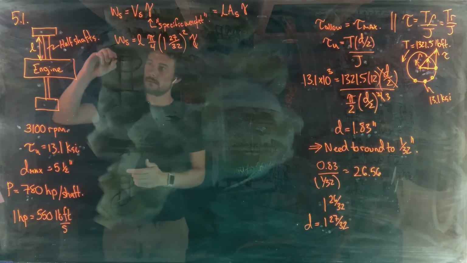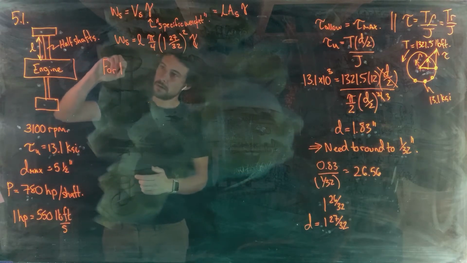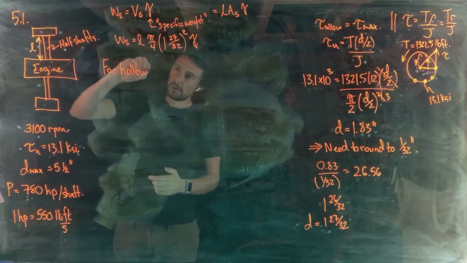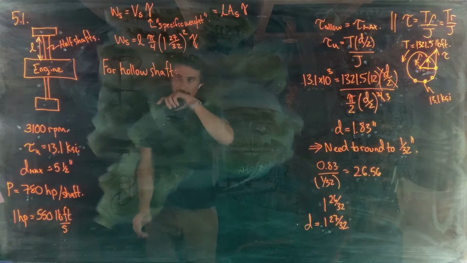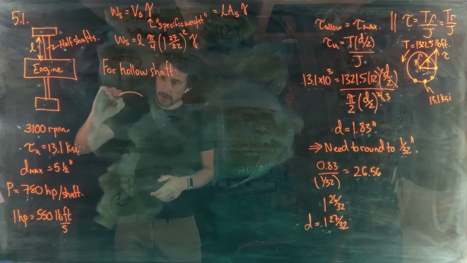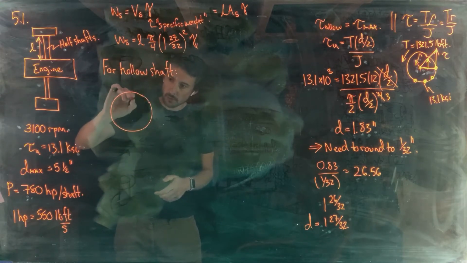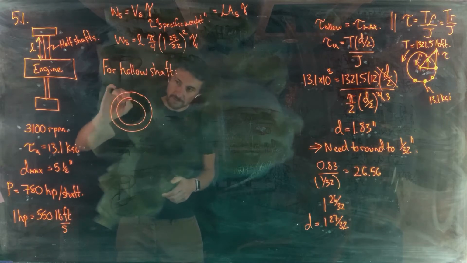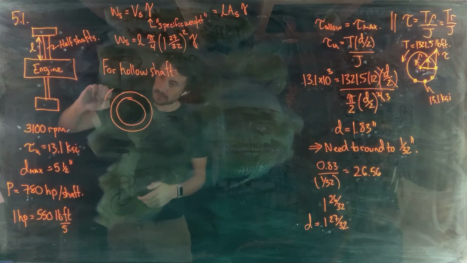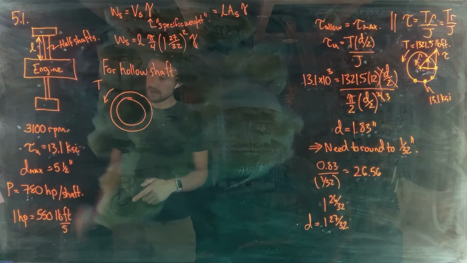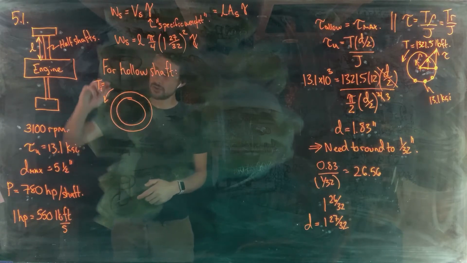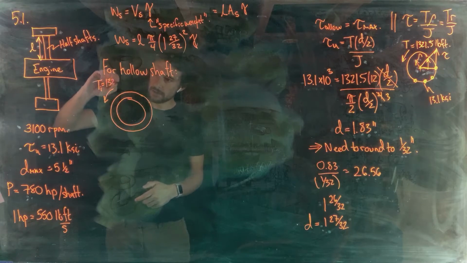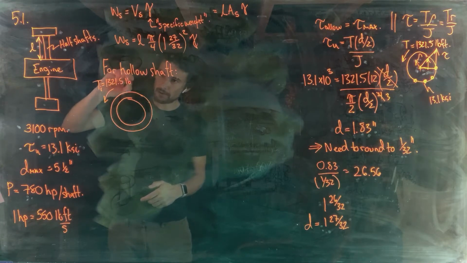Okay, so for the hollow shaft, right? Now we're going to be designing a shaft that looks like this. Again, it's going to have to carry the same internal torque that we had, the internal torque being 1,321.5 pound-feet.